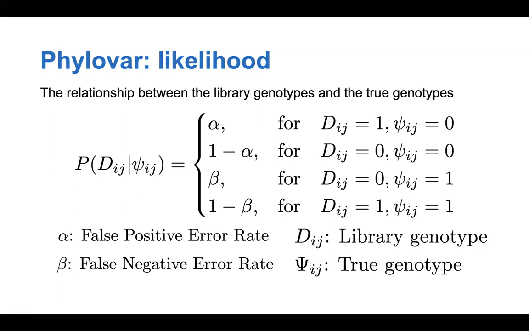The likelihood function of Phylovar consists of 2 major components. The first part is the probabilistic relationship between the true genotypes and the observed genotypes affected by the single-cell sequencing technical errors. We call these genotypes library genotypes. If the true genotype is a reference allele, it is observed as a variant allele after sequencing with probability alpha. Alpha is the false positive error rate. Similarly, if the true genotype is variant and it is observed as the reference allele, it happens with probability beta, which is the false negative error rate.